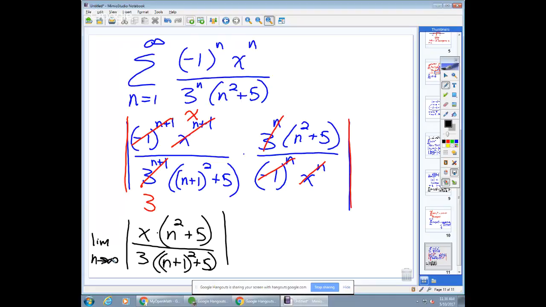All right, so as far as this limit goes, the x and the 3 have nothing to do with this, so I'm going to have an absolute value of x over 3 for sure. In the numerator, I have a quadratic polynomial. In the denominator, I have a quadratic polynomial. They're the same degree. Their leading coefficients are 1 and 1. So this part right here, as n gets big, must go to 1. So all that's left is the absolute value of x over 3. What does the ratio test say about that limit? Ratio test says that limit has to be less than 1.